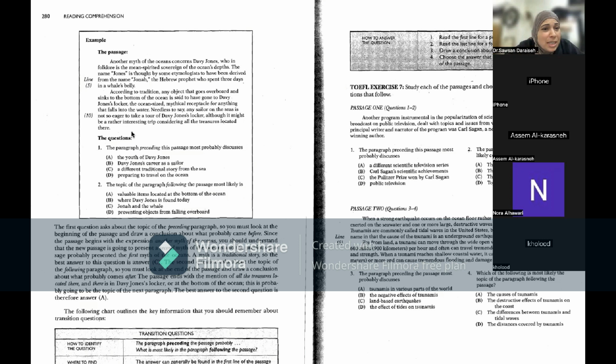Although it might be a rather interesting trip, some people are risky, they don't mind maybe if they might lose their lives, considering all the treasures located there. So it might be an interesting place to go to, Davy Jones' locker, because it's full of treasures, right? Now, the paragraph preceding this passage, we already talked about this. Now, the topic of the paragraph following the passage. Guys, if there was going to be a topic after this passage, what would it be? It has to be connected. Listen to me. Your clue. What's your clue? The last sentence of this paragraph. Read it again.